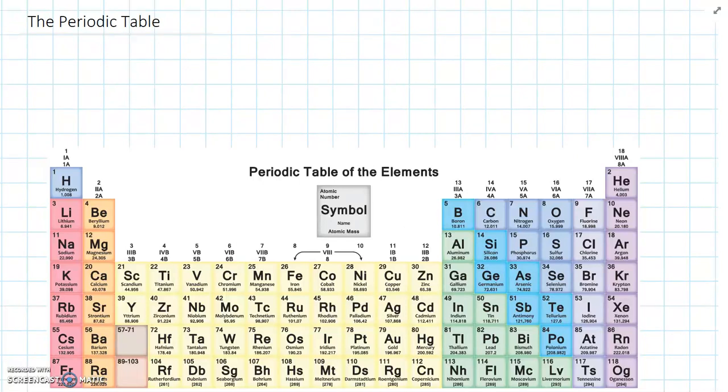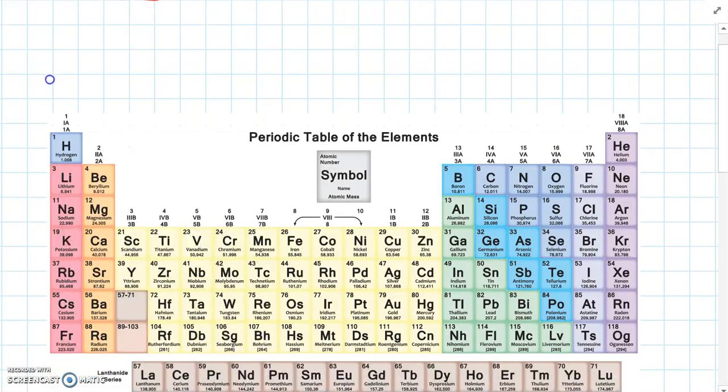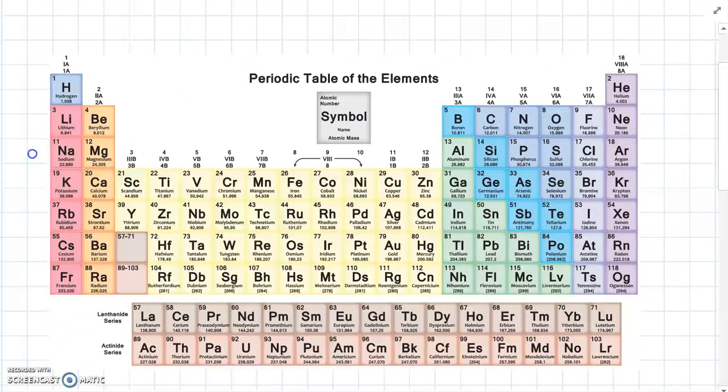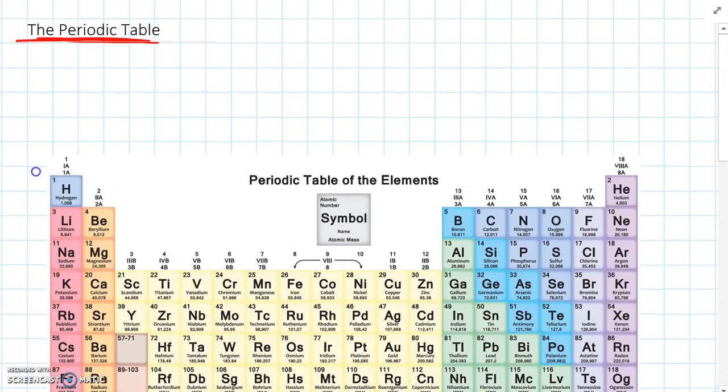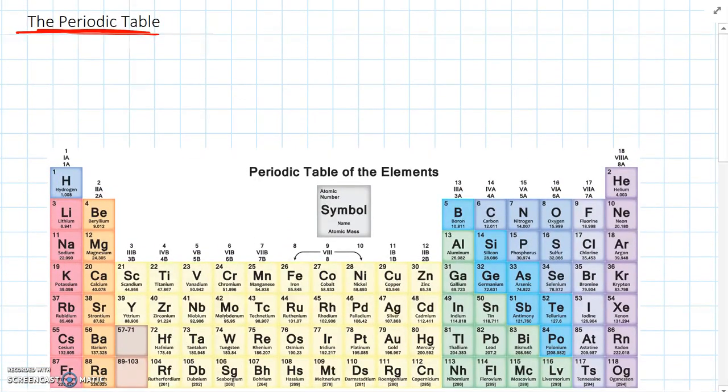This video is going to be about the periodic table. So you've probably all seen the periodic table before. It's one of the most famous pictures of science, really. And what it does, it's really just a way of organizing all the elements.